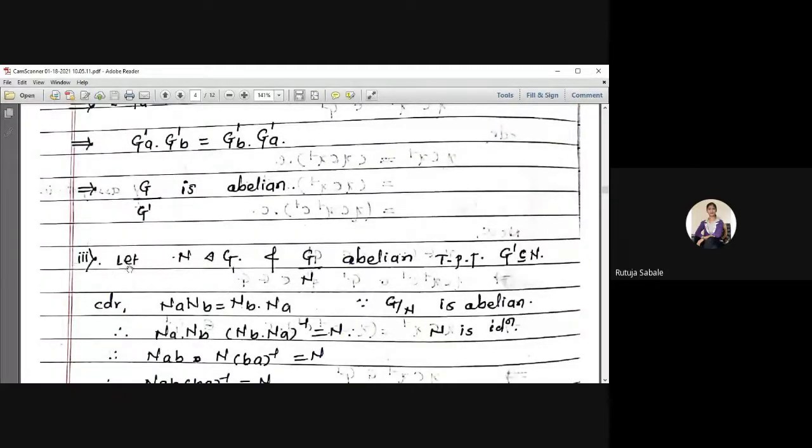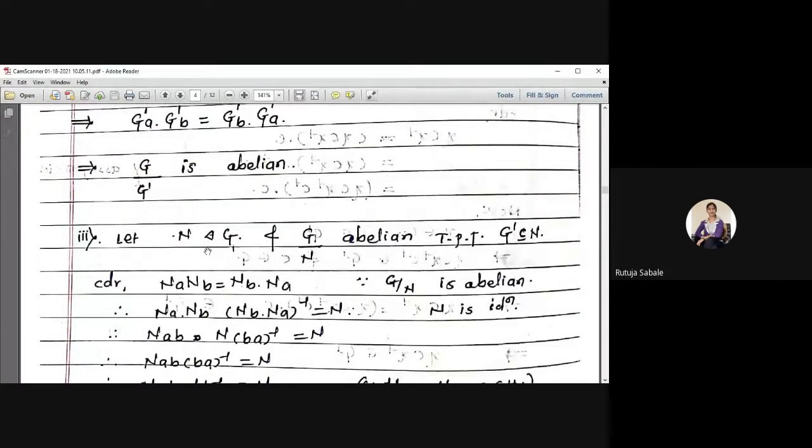Third statement. Let N be normal in G and G by N is abelian. So that G' is contained in N; G' is nothing but the derived subgroup of G. Suppose we have arbitrary N normal in G, G by N is abelian. We have to prove this G' is contained in N, this G' is the subset of N.